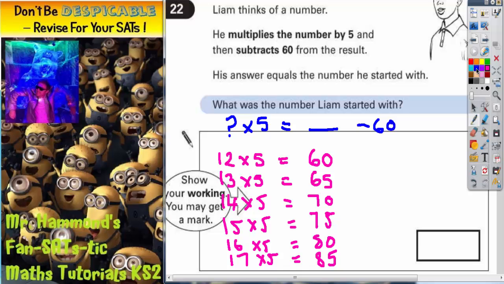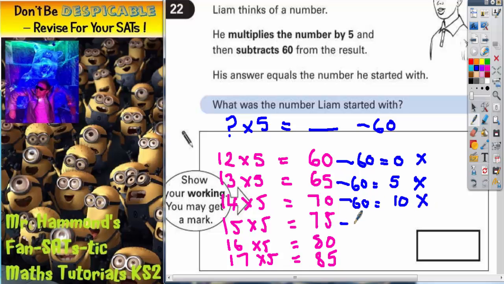And now we need to subtract 60 from this because the second part is that he subtracts 60. So 60 minus 60, that gives us 0. Well, 0 is not 12. They're not the same. They're not equal, so it can't be that one. 65 minus 60, that leaves us with 5. Again, 5 and 13, not the same, so it can't be that one. 70 minus 60 gives us 10. 10 is not 14. 75 minus 60 gives us 15.